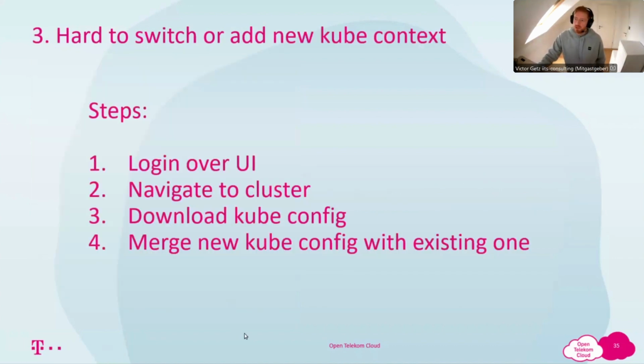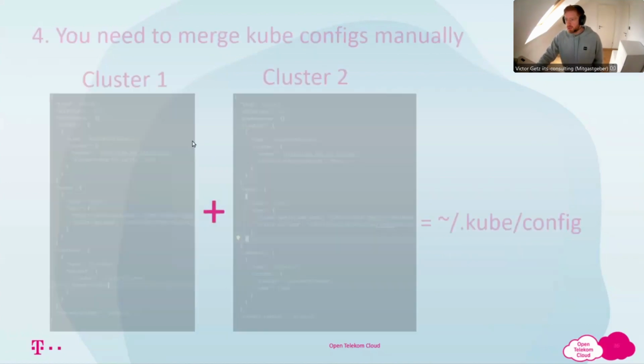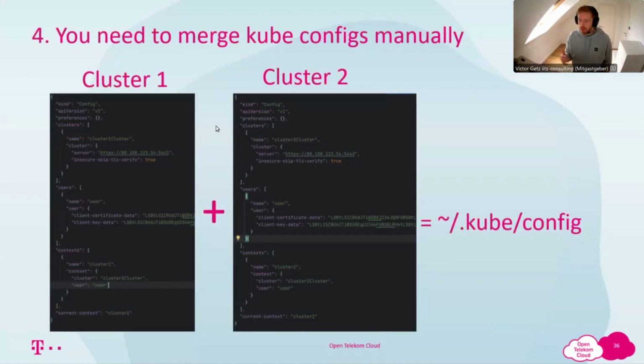The third thing is, it's hard to switch or to add new kube context. So basically, if you have multiple stages, Dev, QA, Prod, or maybe multiple tenants, then you need to log in every time over the UI. You navigate to the cluster, download the kubeconfig, and merge kubeconfig with the existing one. What does it mean, merge new config with the existing one? This brings us to the first flaw. You need to manually merge them.